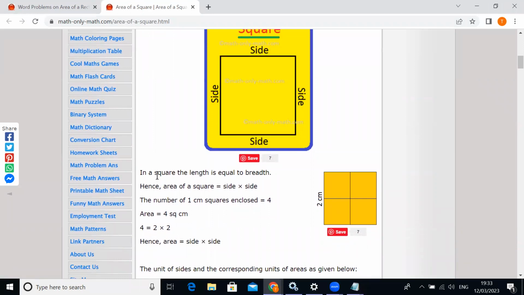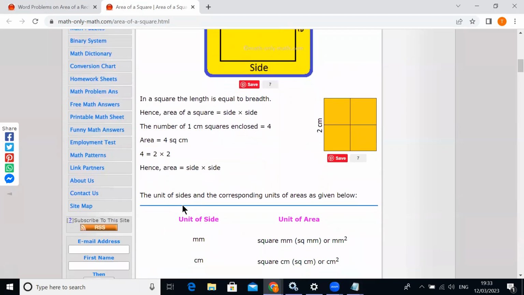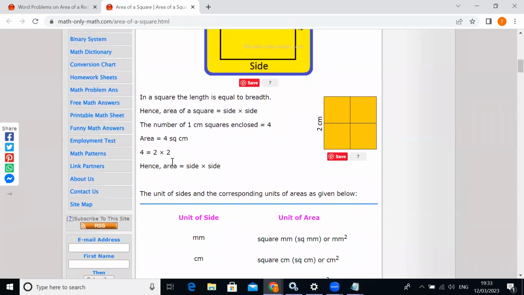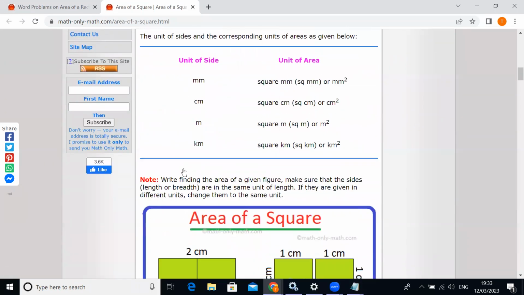In a rectangle, the area is length times breadth. But in a square, the length and the breadth are the same, so we just say length times length. Hence, the area of a square is equal to side times side.